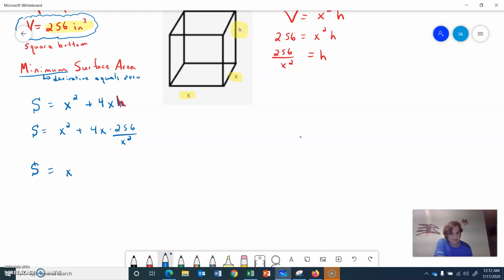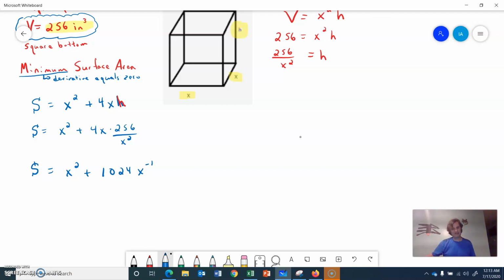S equals x squared plus 256 times 4. Let's find out. I've got my calculator. I don't like making too many mistakes. 4 times 256 is 1024. And then I've got x over x squared, so that'd be a single x on the bottom. But if I'm going to take a derivative, I'm going to bring it up as x to the negative 1.